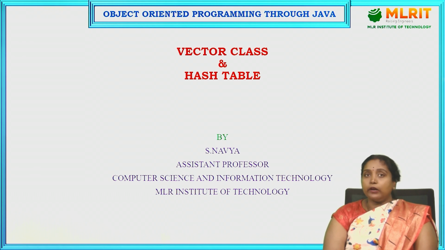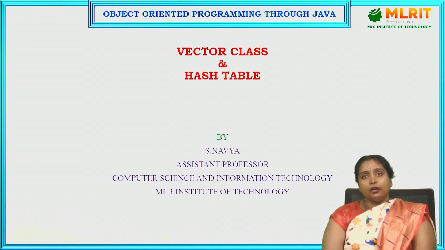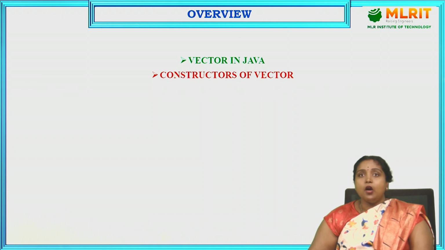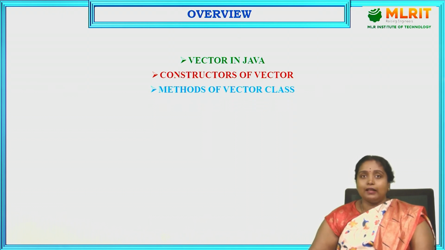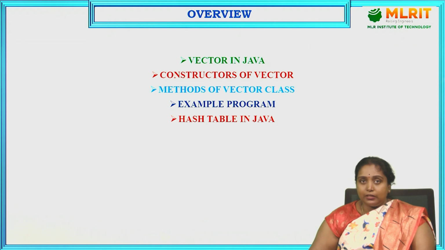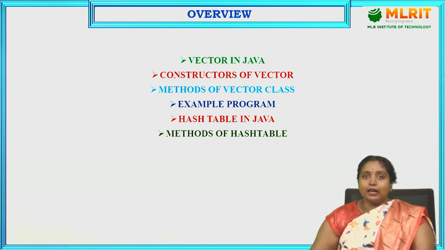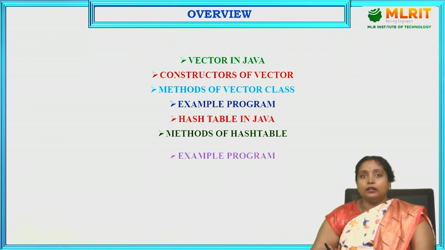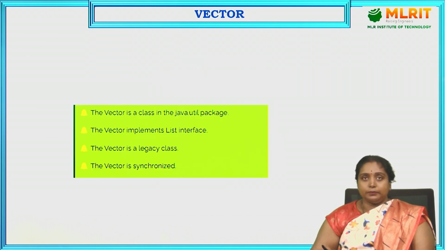In this session, we are going to see another two classes from the collection framework, which are vector and hashtable. Coming to the overview of this session, we are going to see what a vector class in Java is, what constructors come under the vector class, what the methods of the vector class are, and an example program for that vector class. Then what a hashtable in Java is, what the built-in methods of hashtable are, and an example program of hashtable.